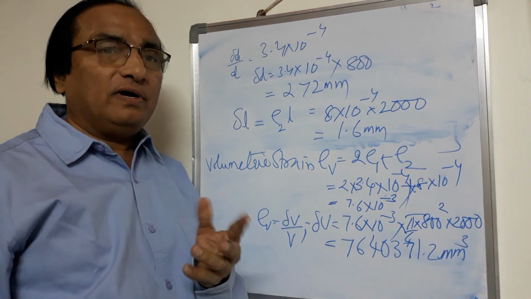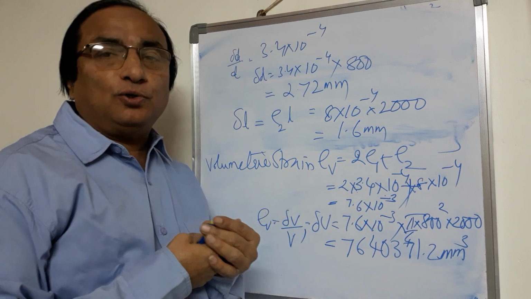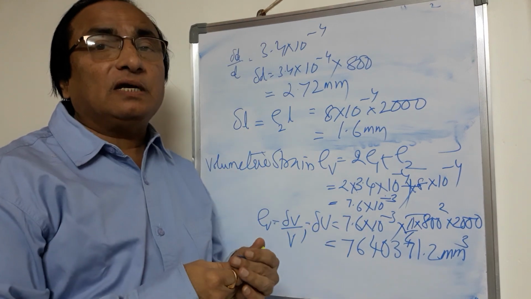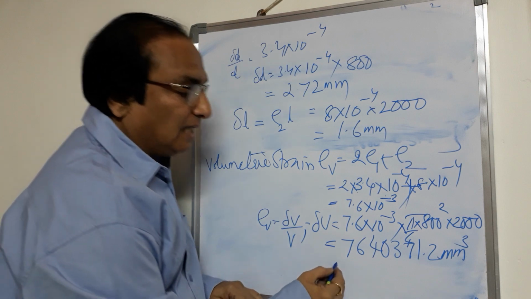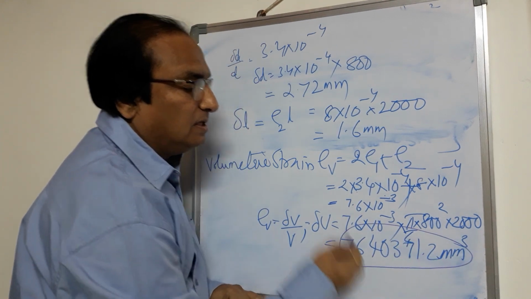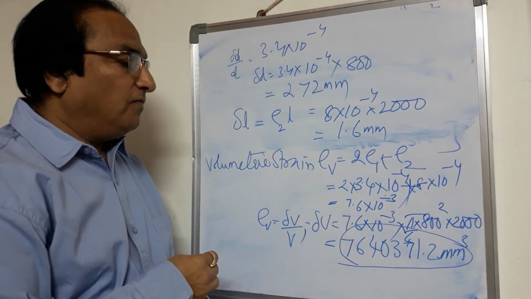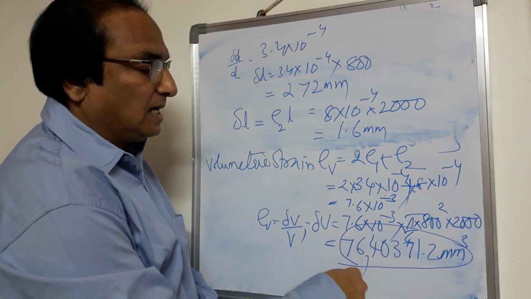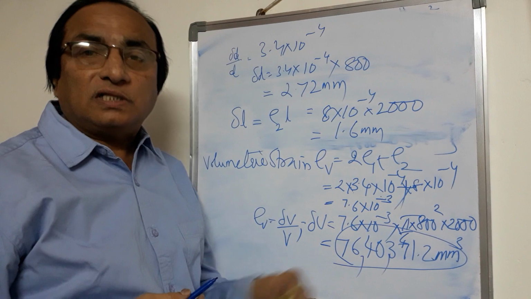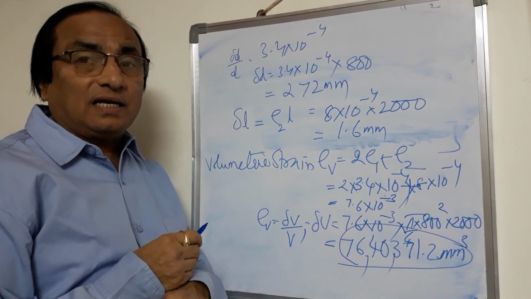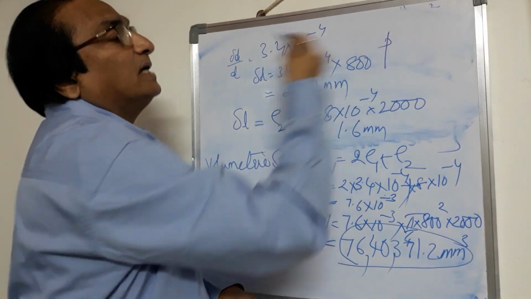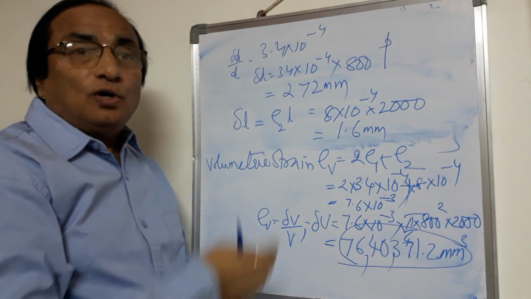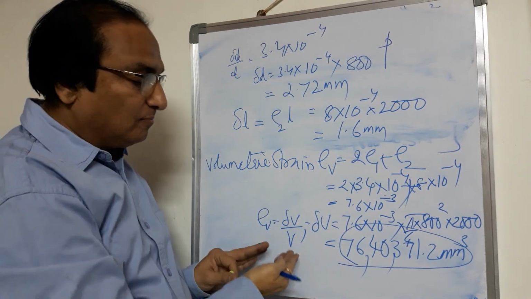This is one way, where the inner pressure is given to you. The problem can be in the reverse direction. I will say the additional volume is 76,40,000 or whatever it is, and you are asked for the pressure acting. Then what will be the pressure inside? So we have begun with P and come to EV.